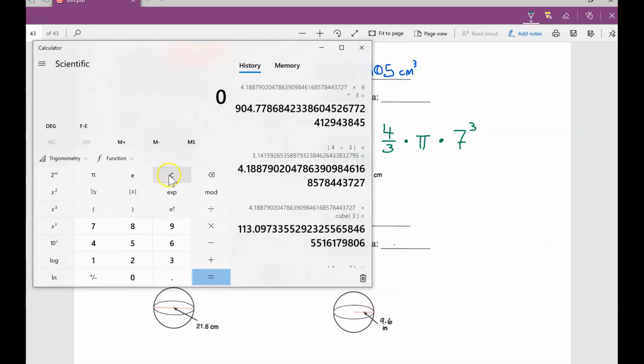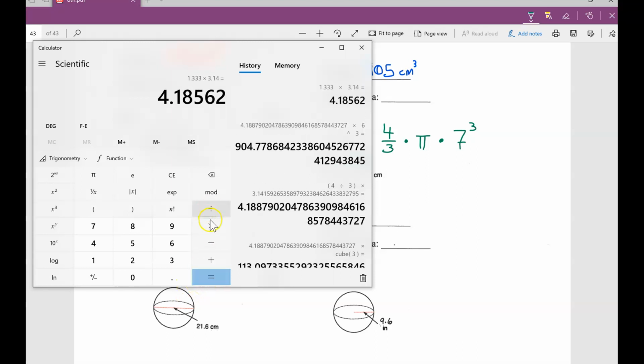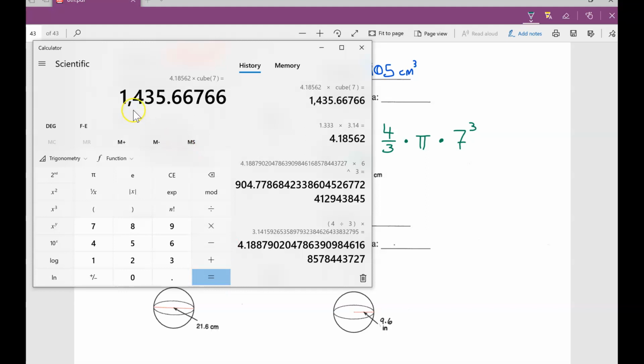Okay, clear everything. I'm going to do things slightly different this time. Instead of doing parentheses 4 divide 3, like I've done the previous two examples, I'm going to jump straight to the decimal. I know that's 1.333. I'm going to multiply by pi, but instead of hitting the pi button that I have, I'm going to manually enter 3.14. And then I'm going to multiply by my radius to the third power, 7 to the third power. That gives us 1,435.6.